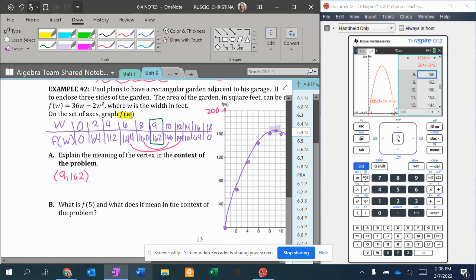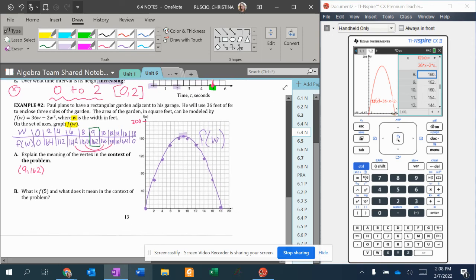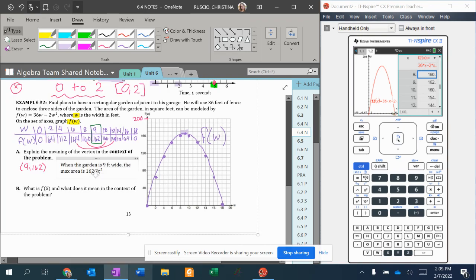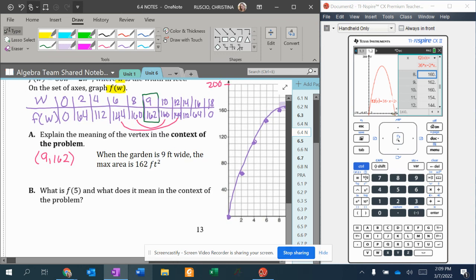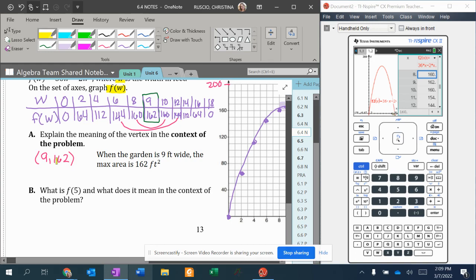Okay, but what does this mean? Well, f of w is area and w is width. So what is happening here? The area is 162 and the width is 9. I have it typed out over here so it's easier to see, because my handwriting is terrible sometimes when I'm writing fast. When the garden is 9 feet wide, notice how I used units, the maximum area, the 162, is 162 feet squared.